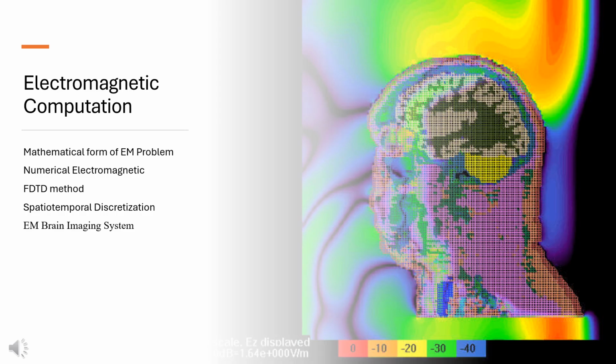Finally, we will apply the FDTD method to a practical problem: microwave brain imaging systems. This technique uses microwaves to probe the brain, providing valuable insights into its structure and function. By implementing the FDTD method, we can simulate how microwaves interact with brain tissue, allowing us to develop and refine imaging techniques. This practical application will illustrate how advanced computational methods can address real-world challenges and enhance medical imaging technologies.